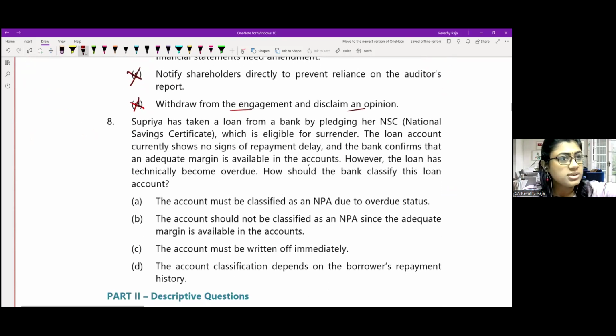Last question, I guess it is from bank audit. Can you read? Supriya has taken a loan from the bank by pledging her NSC, which is eligible for surrender. The loan account shows no sign of repayment delay and the bank confirms that adequate margin is available. However, the loan has become technically overdue. How will the bank classify this account?